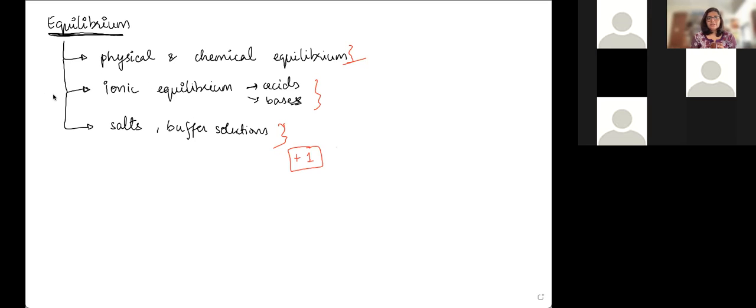So that you will come across in ionic equilibrium. This part is math heavy. This first part is majorly theory, understanding what it is, examples and all that. This part is math heavy. This part also has math, but much easier compared to ionic equilibrium. Comfortable only with ionic equilibrium.